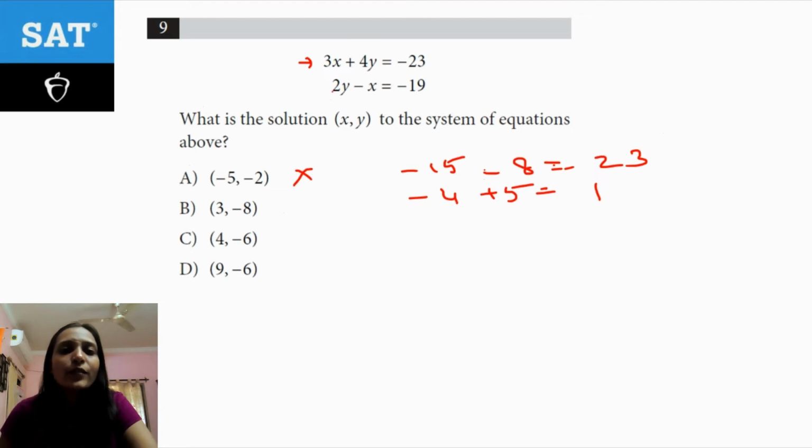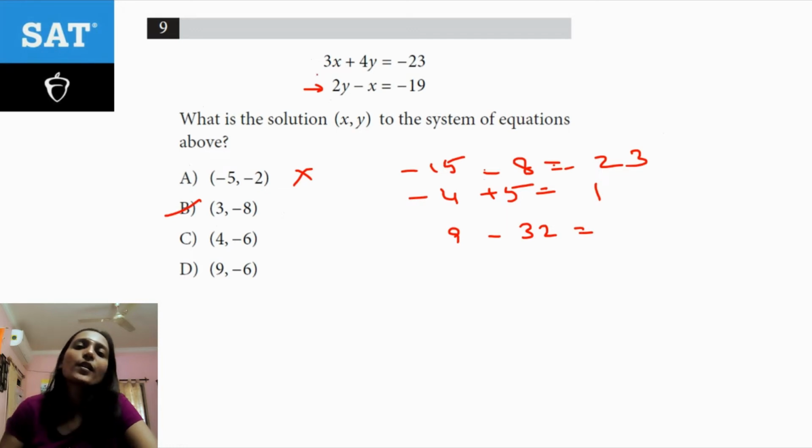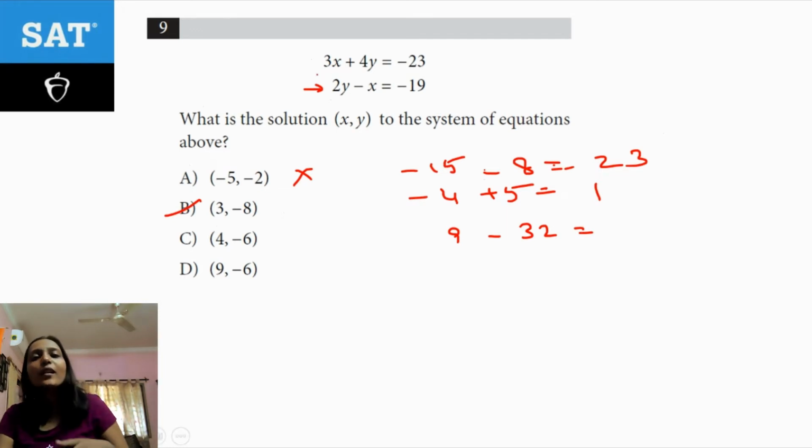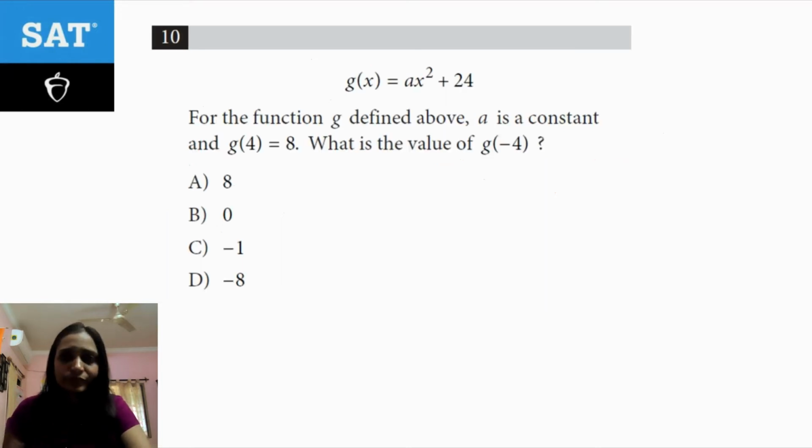Now I'm going to try to do the same over here. So negative 3, negative 16. So it lies on the second equation, but I'm going to put this in the first one as well. So here we're going to get minus 9 minus 32, which is going to be minus 23. Yeah, so B lies on both the equations, so that would be the solution. And this is how you can quickly find out if the solution of a system of equations is satisfying the equations or not, just by substituting it in the lines.